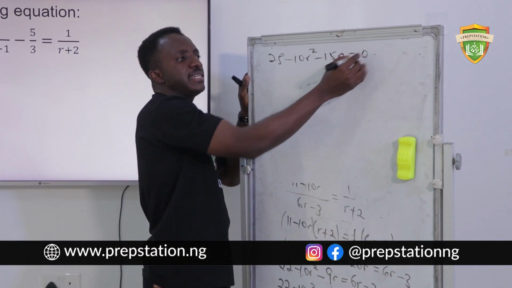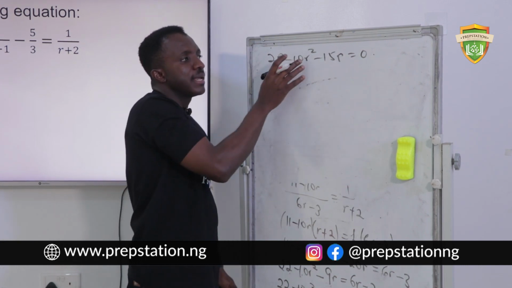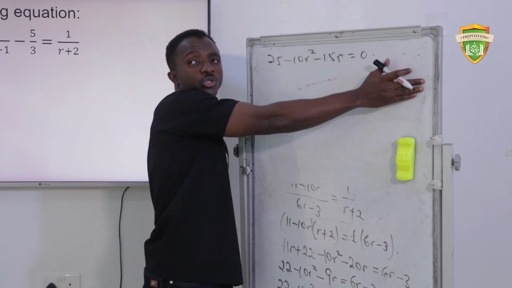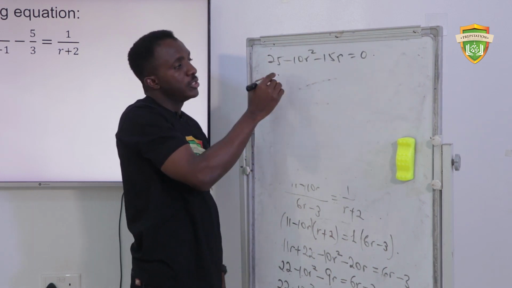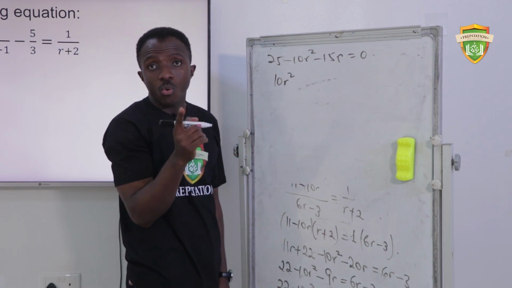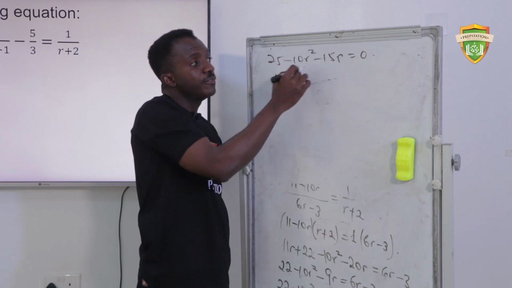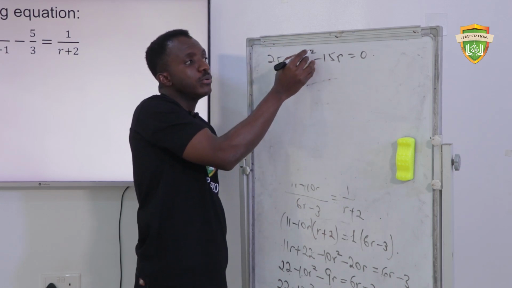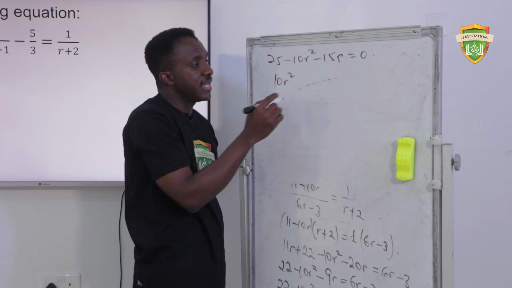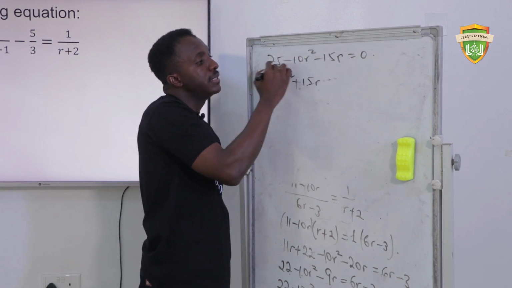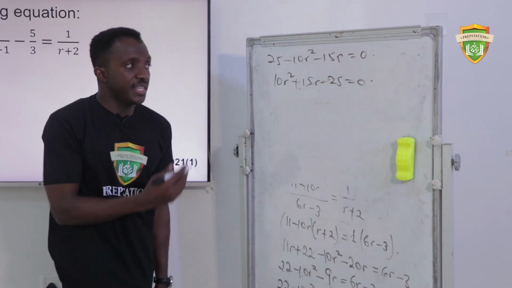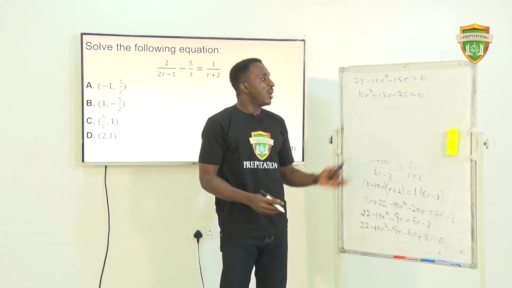Now for simplicity, I'm going to change all the signs. And how do I do that? If I move everything here to the other side, all the signs will change. So it becomes 10r squared. For simplicity, it makes the work easier if you have a chance to make your r squared positive. Plus 15r minus 25 equals 0. Now this is a quadratic equation.